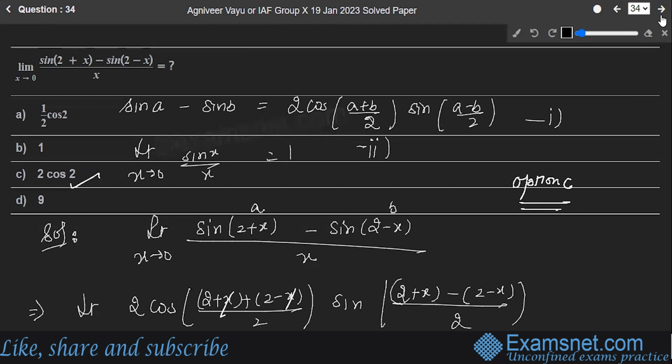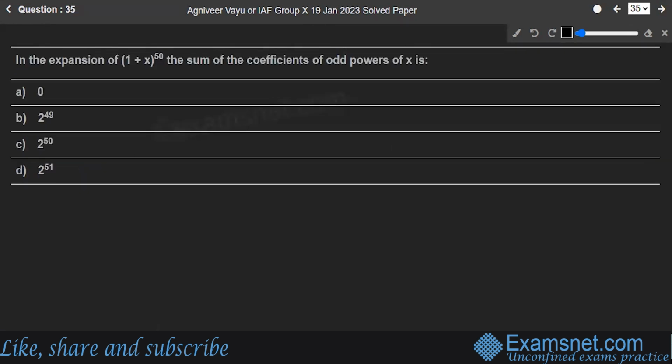Option C. Hope you understood this. Next is question number 35. In the expansion of (1 + x)^50, the sum of the coefficients of the odd powers of x is what? You have to calculate this.